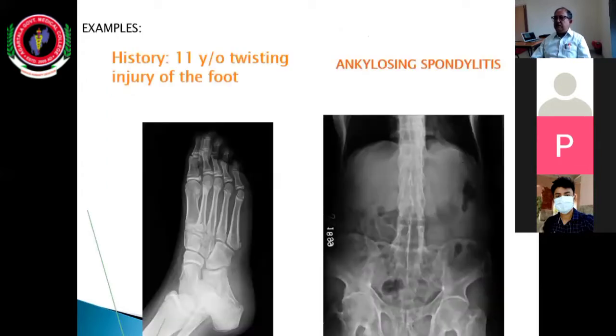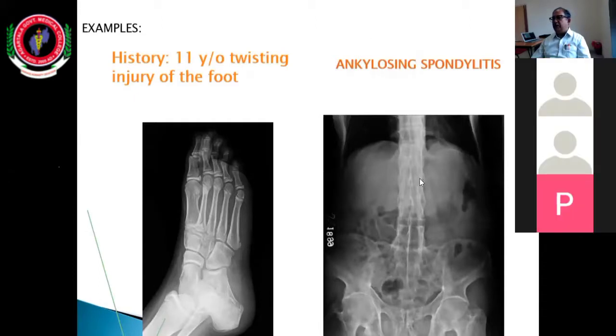These are a few images of the X-rays. This is an X-ray foot showing a small fracture at the base of the fifth metatarsal. This is the X-ray AP view of the lumbosacral spine, where you can see the bamboo spine-like appearance. There is ossification of the paravertebral ligaments around the vertebral bodies. So it is a case of ankylosing spondylitis.